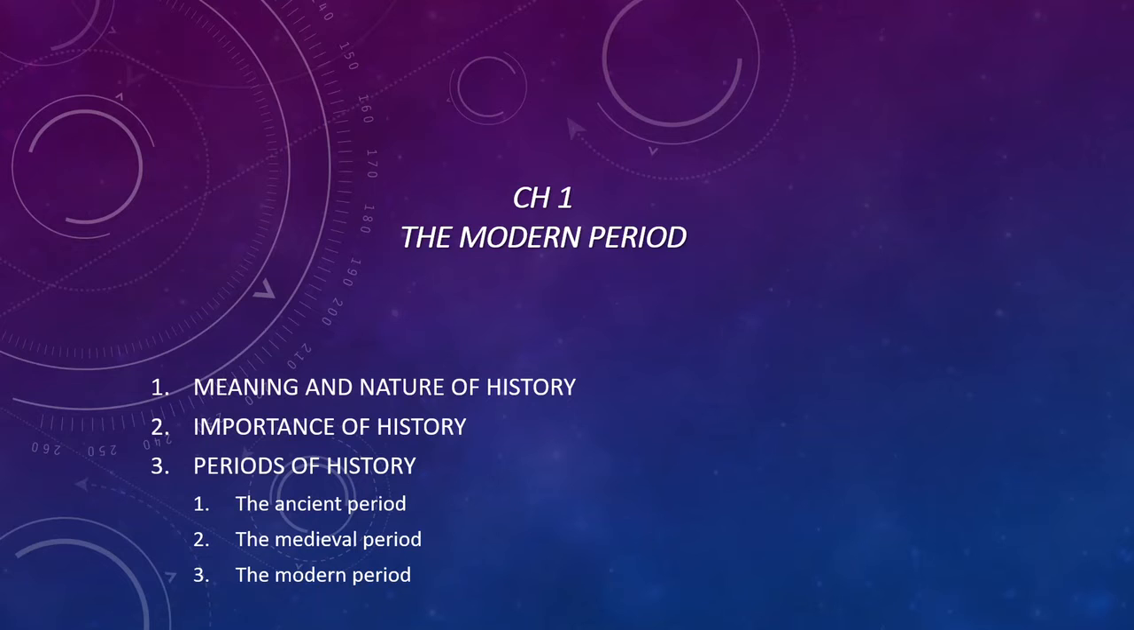In order to get a clear picture of important changes in history, historians generally divide the past into three periods. These are the ancient period, the medieval period, and the modern period.